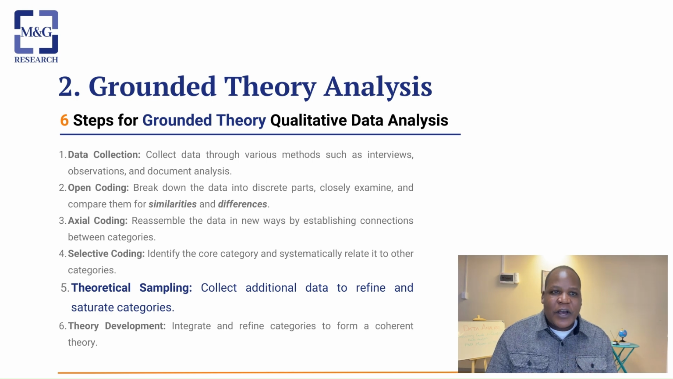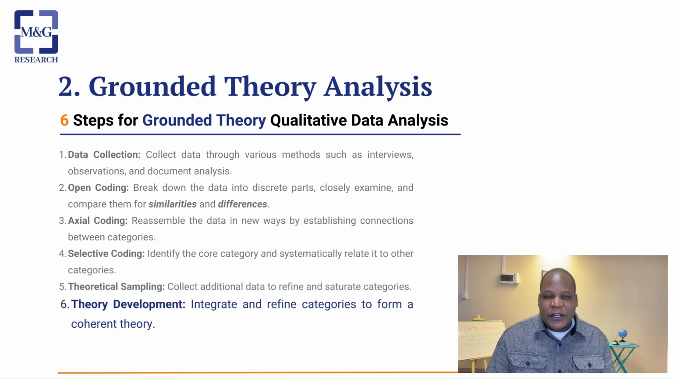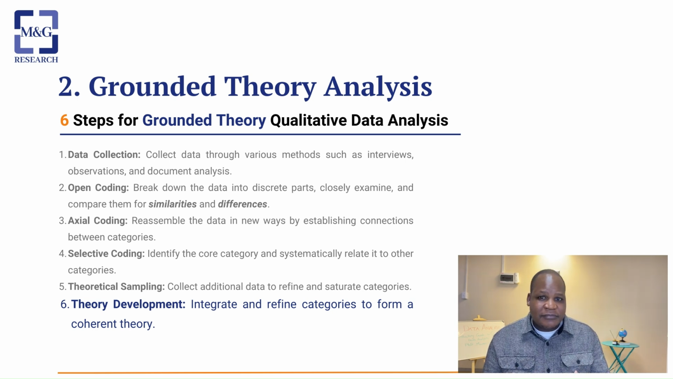And then the final aspect, which is theory development in grounded theory, is whereby you integrate and refine the categories to form a coherent theory. So these are the processes that help you to define and establish a clear grounded theory, as a qualitative data analysis.